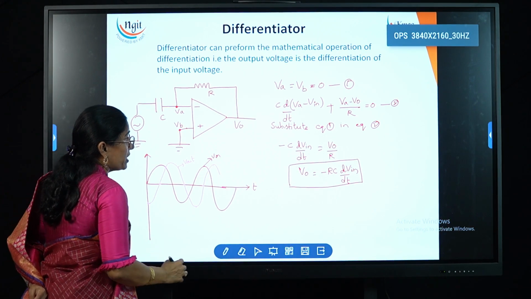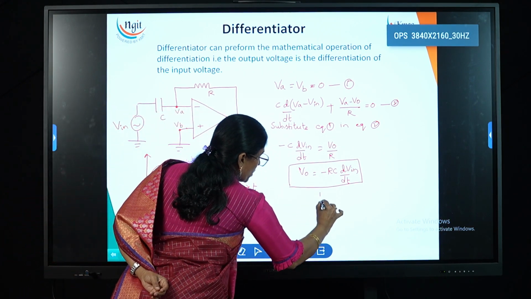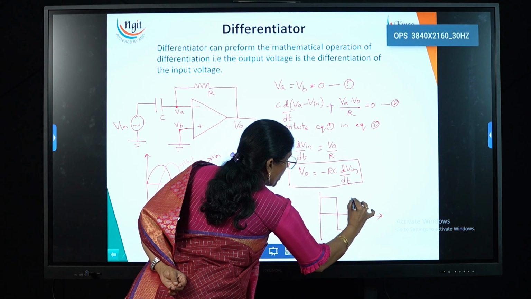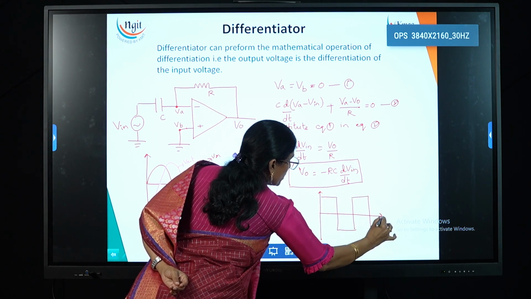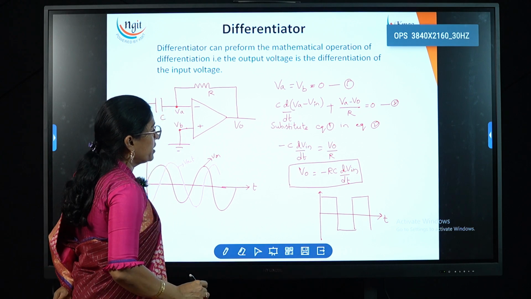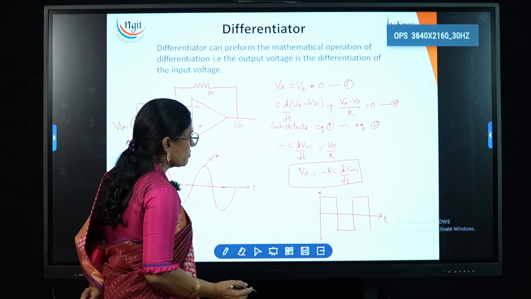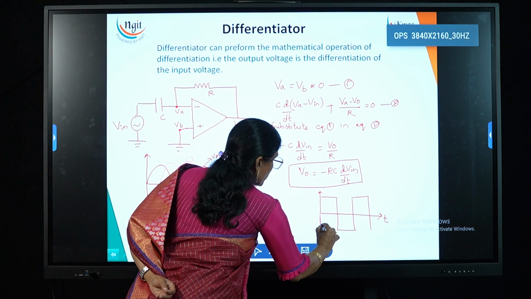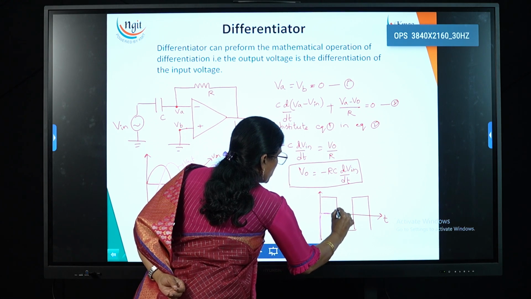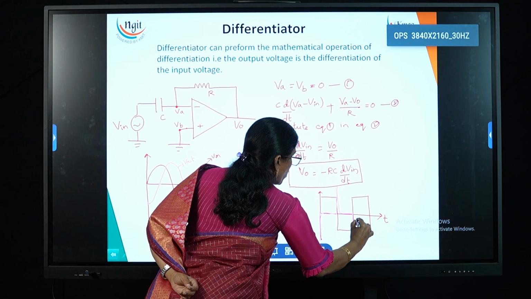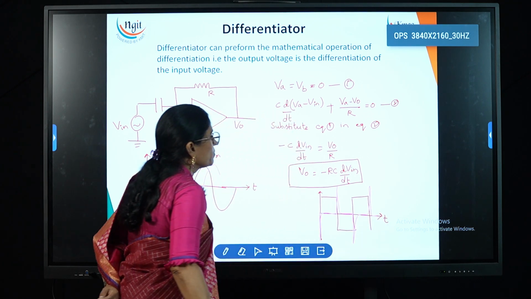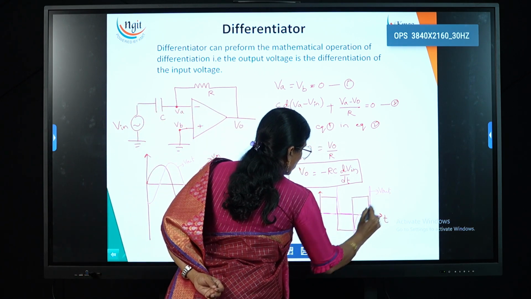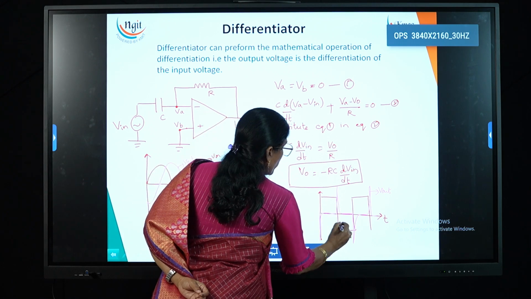Now similarly, if I apply the square waveform, now here this is my square waveform, so the differentiation of a constant is nothing but what? 0. We don't get any output. So here you are going to get a waveform like this. So here are spikes. This is called a spike. So this is the output, V out, and this is V in.